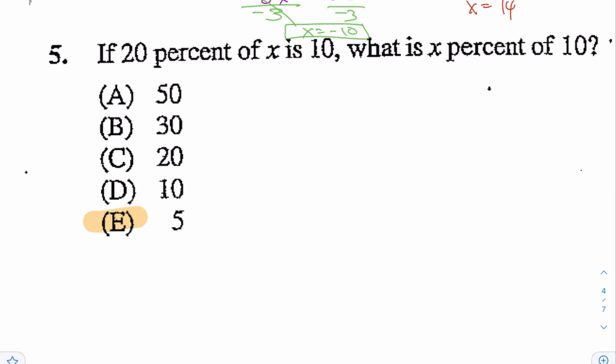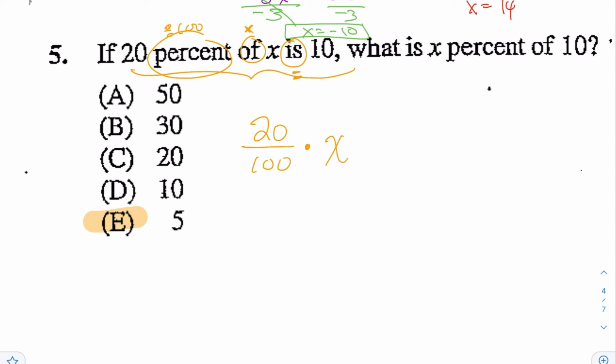Next, for number 5, if 20% of x is 10, what is x% of 10? So just turn the word sentence into a number sentence. 20% means divide by 100. So we're going to do 20 divided by 100. Of means multiply. So we're multiplying by x. And is means equals. So it's equal to 10.